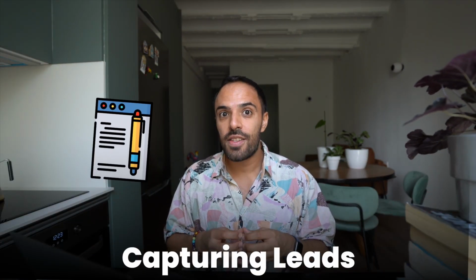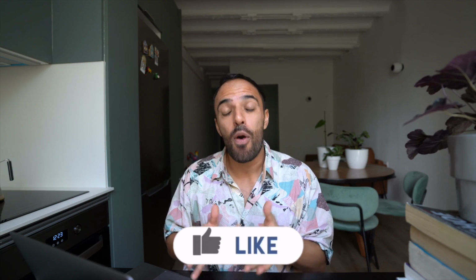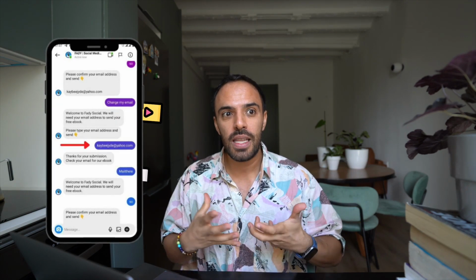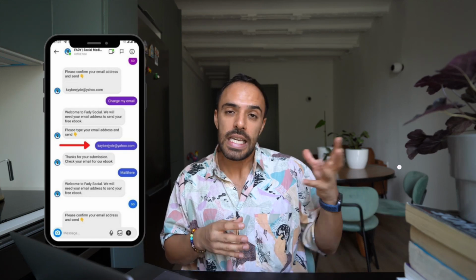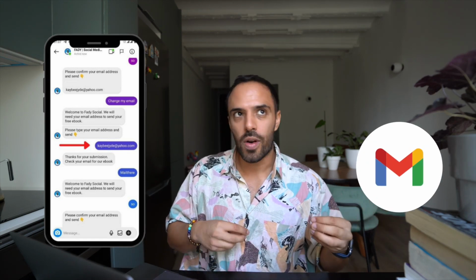And way number 7 is by capturing leads. And this is a revolutionary way because people don't have to leave Instagram. Once again, your chatbot will ask them for their email address. They will input their email address in the DMs. Your chatbot will take that information and store it in its database. So you can start collecting emails, growing your email list without having to leave Instagram.